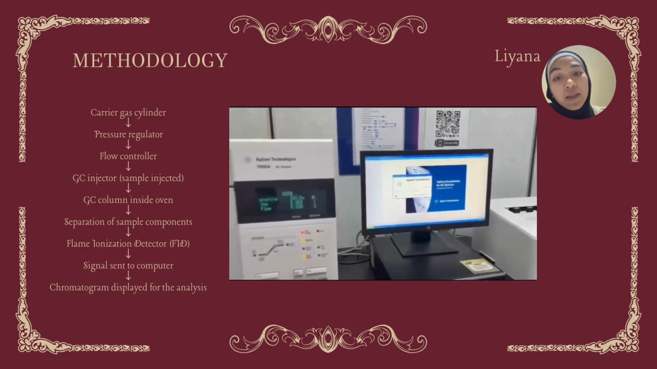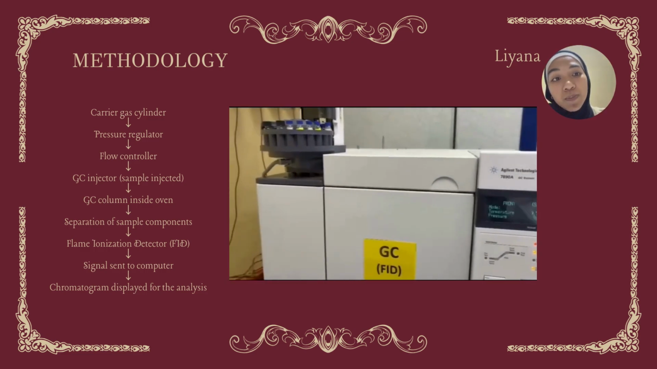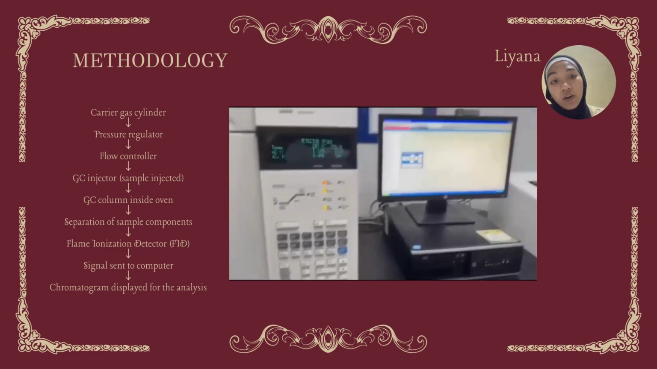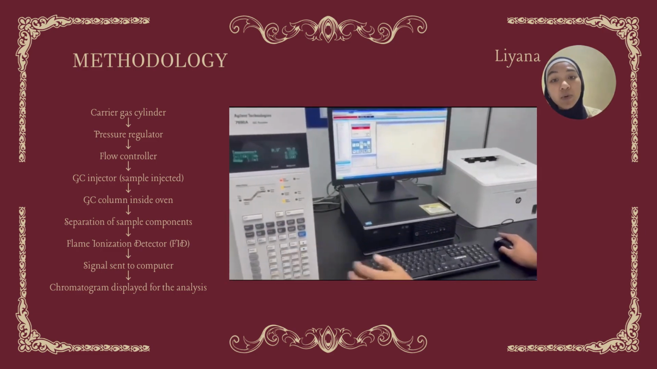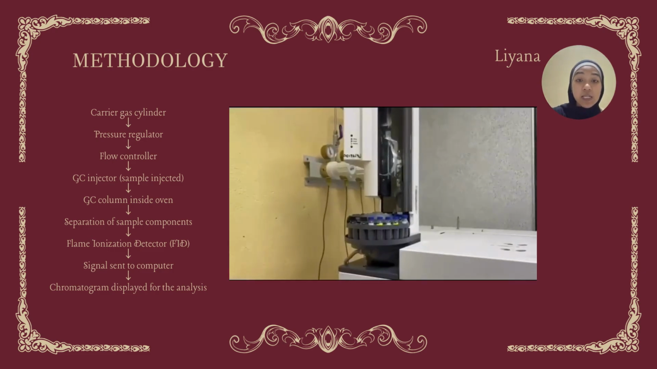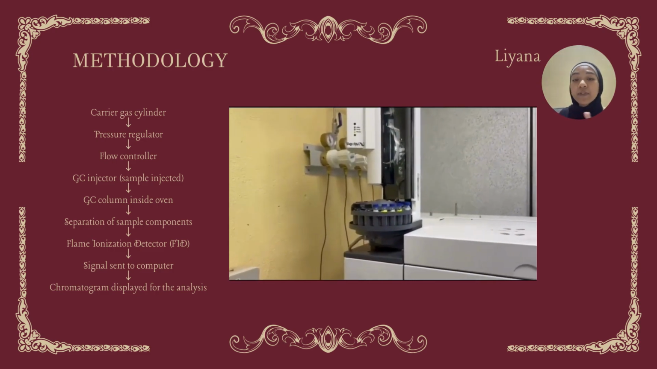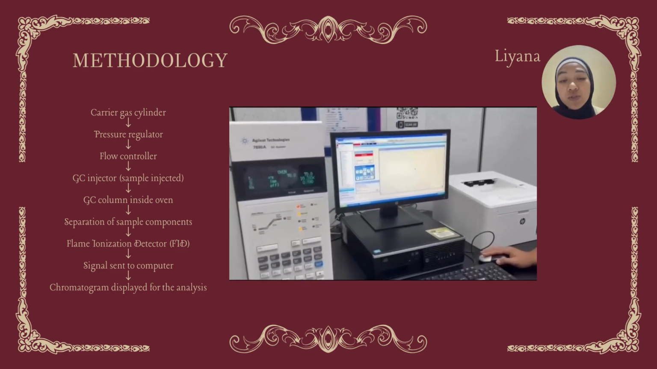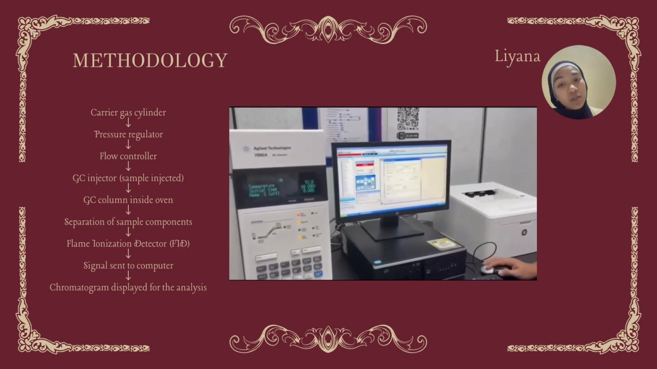In the GC system, the carrier gas flows from the gas cylinder through the pressure regulator and the flow controller, carrying the injected sample into the column inside the oven. Within the column, the sample components were separated based on their properties. The separated components then entered the flame ionization detector, which is FID, which generated signals that were sent to the computer and displayed as the chromatogram for the analysis.